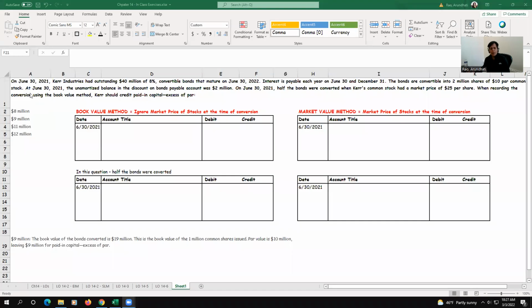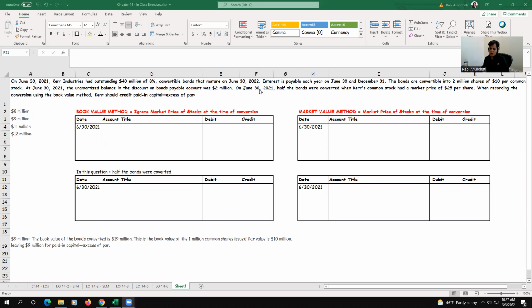So to recap what we have: on June 30th, 2021, Care Industries has outstanding $40 million 8% convertible bonds that mature on June 30th, 2022. Interest is payable each year on June 30th and December 31st. That's semi-annual payments. The bonds are convertible into 2 million shares of $10 par common stock. On June 30th, 2021, the unamortized balance in the discount on bonds payable is $2 million.